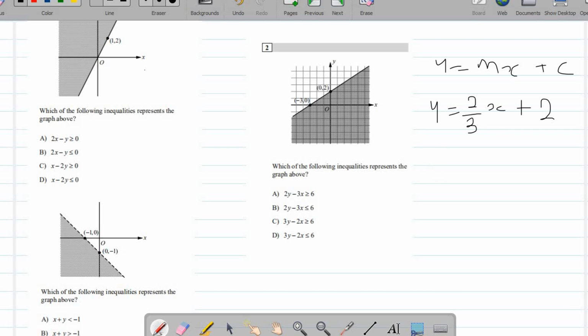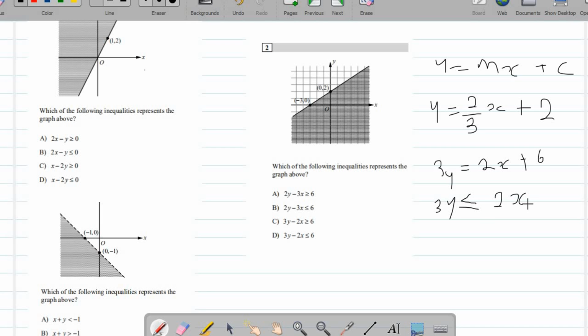If you rearrange this, you have 3y, multiply everything by 3. 3y equal to 2x plus 6. So that's the equation of this line. But now we notice that it's less than, so less than that line. So we have 3y is less than, but because the line is shaded, it's less than or equal to. So we have less than or equal to 2x plus 6.